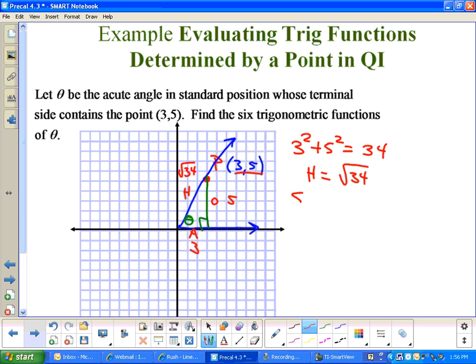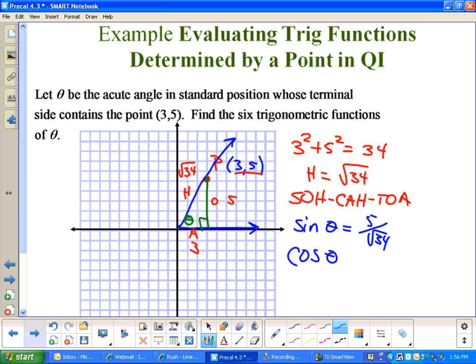The trig functions just fall right out of SOHCAHTOA at this point. The sine is equal to the opposite divided by the hypotenuse, so the sine of theta, my angle in this case, is 5 over the square root of 34. We could rationalize that by multiplying by radical 34 over 34, but I'm not going to worry about that right now. The cosine is the adjacent, 3 divided by radical 34, and the tangent of theta is TOA, opposite divided by adjacent, or 5/3.